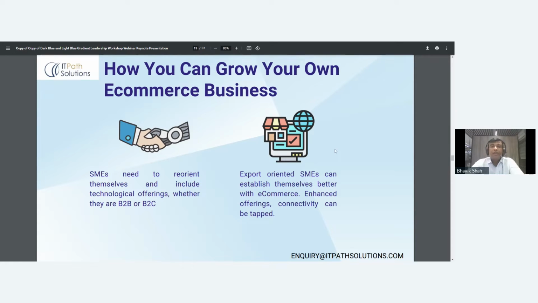Next on the list is that expert-oriented SMEs can establish themselves better with e-commerce. Because with e-commerce, you can break the geographical barriers and language barriers, and thereby you can get in touch with new customers, the young generations. So of course, expert-oriented SMEs can leverage the benefit using e-commerce.